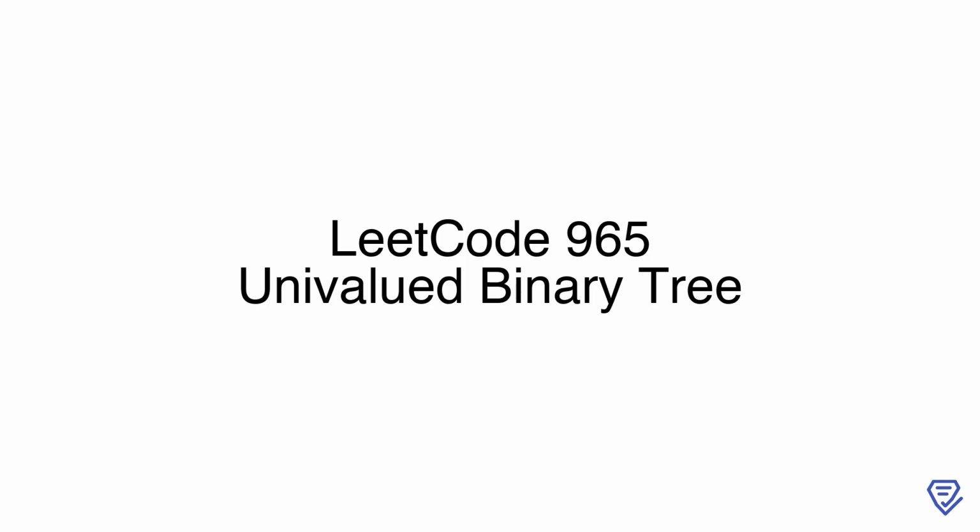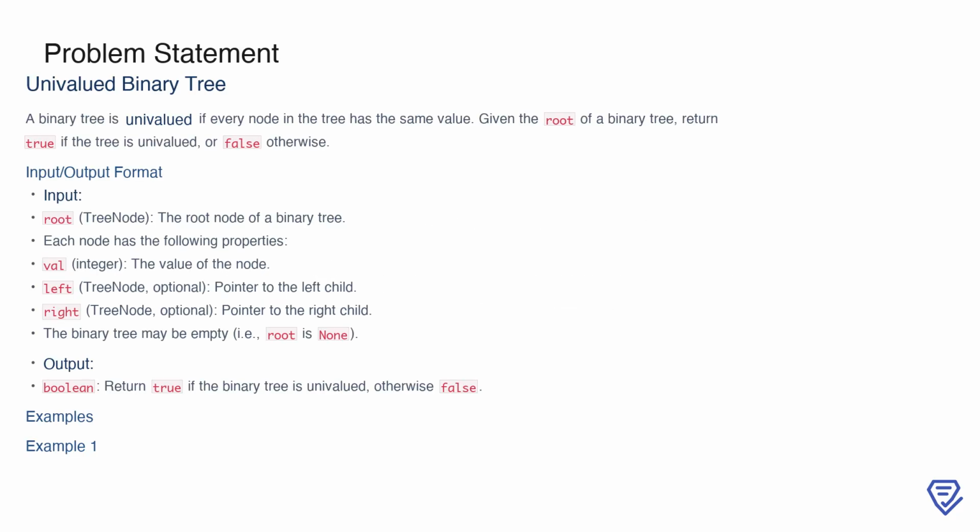Let's dive in. A binary tree is considered univalued if every single node in the tree shares the exact same value. The goal of this problem is to determine whether a given binary tree meets this condition. You are provided the root of a binary tree, and your task is to return true if the tree is univalued, or false otherwise. Let's take a closer look at the input and output formats.